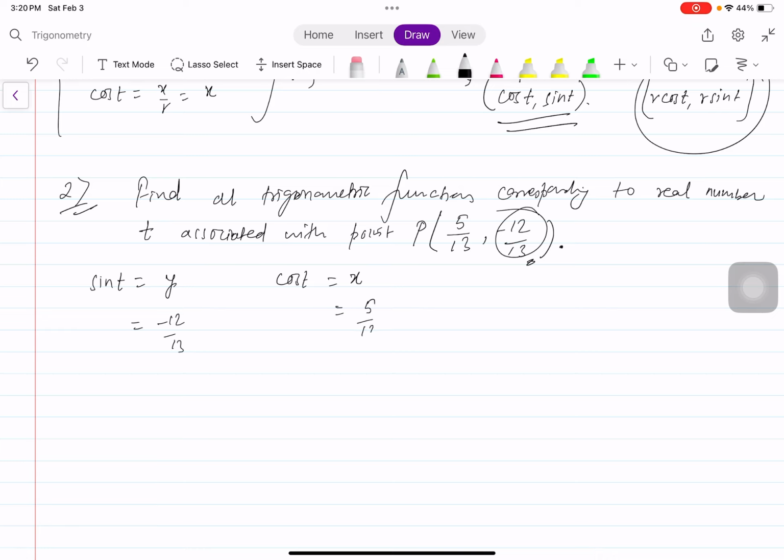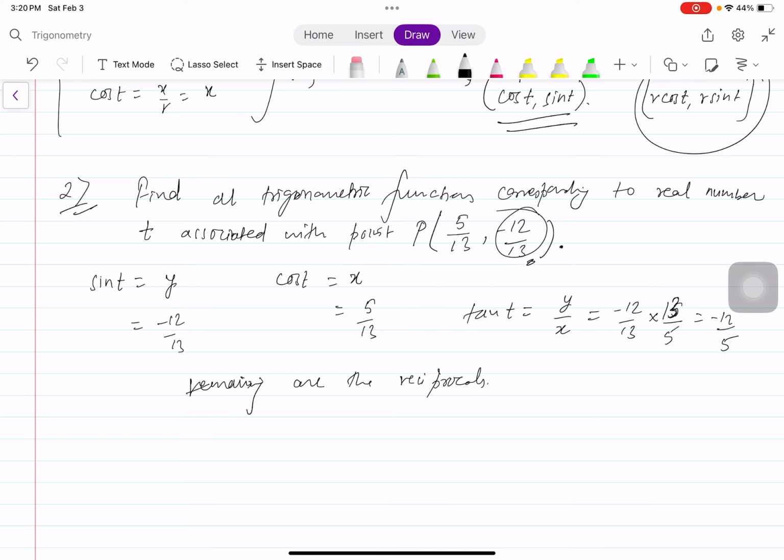Now what are the remaining? Tangent is given by y over x. Y is negative 12 over 13, and since it is divided by x, we take the reciprocal of x, which is 13 over 5, so tangent is negative 12 over 5. Similarly, the remaining ones are the reciprocals.